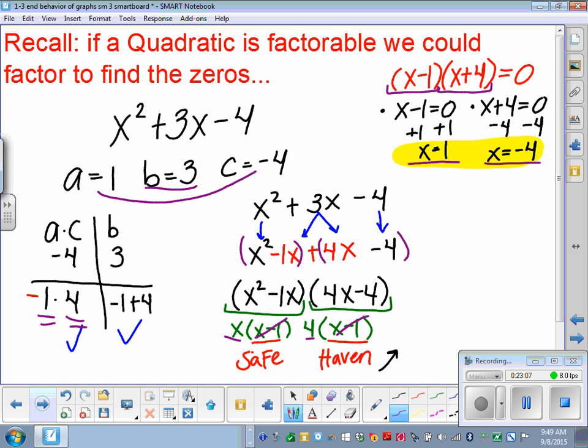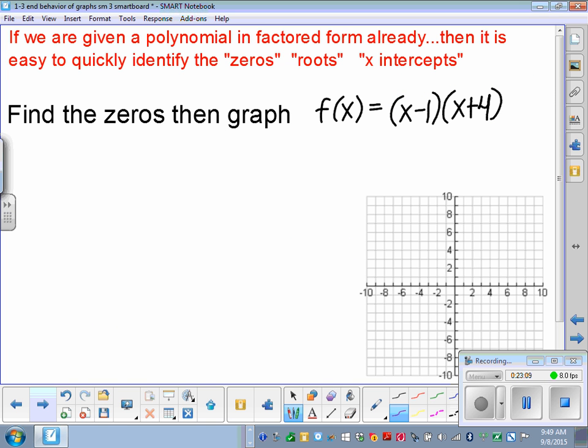Now, what if we're given a function that's in this form? f of x is equal to x minus 1 times x plus 4. These are linear factors, right? Do we need to factor it? No, they're already done. There they are. It's already in linear factors.